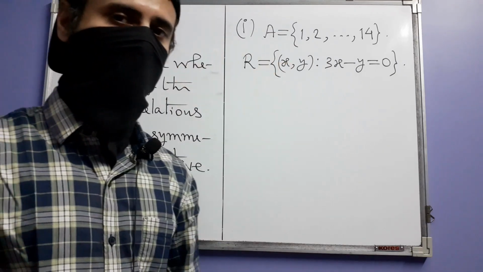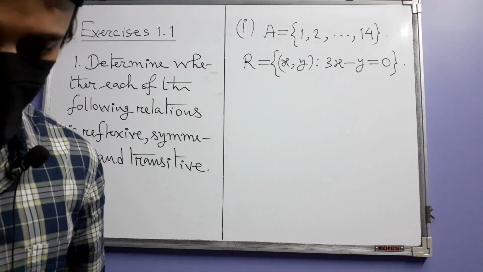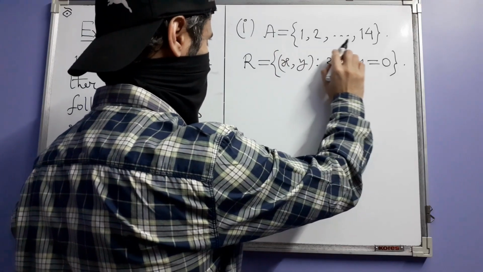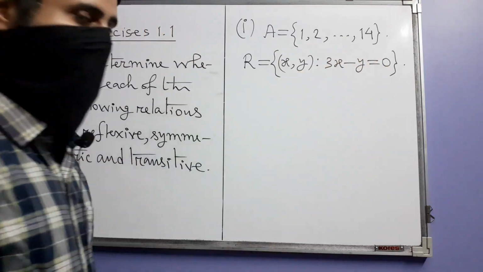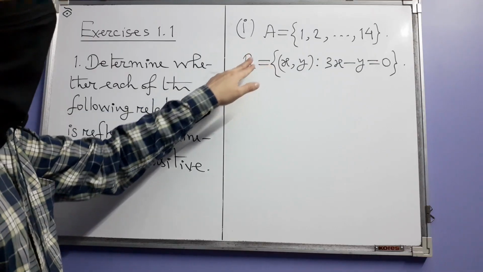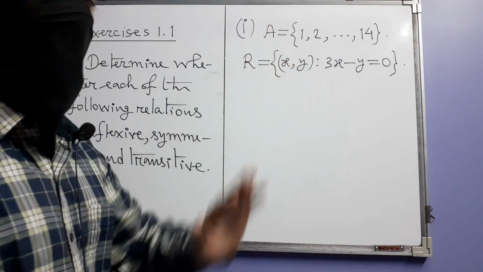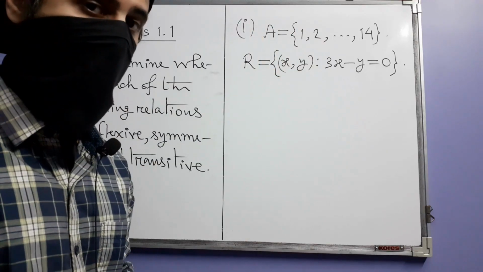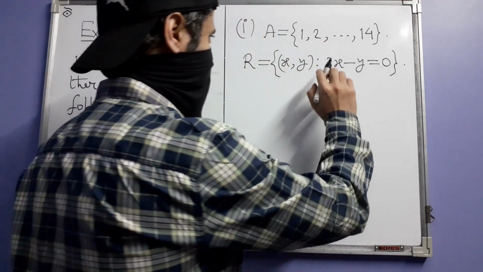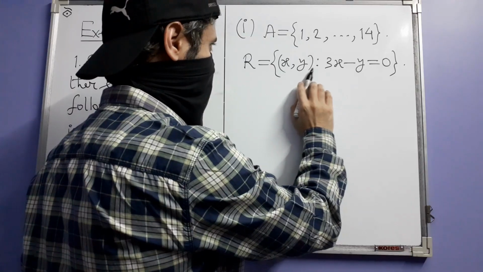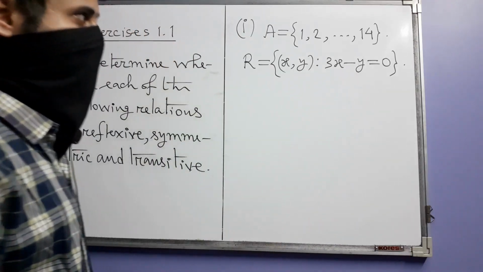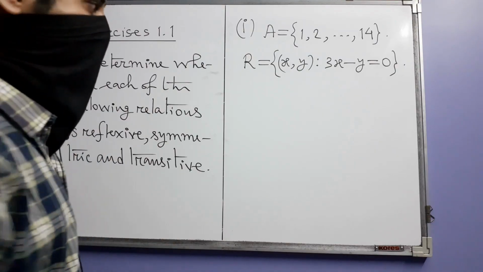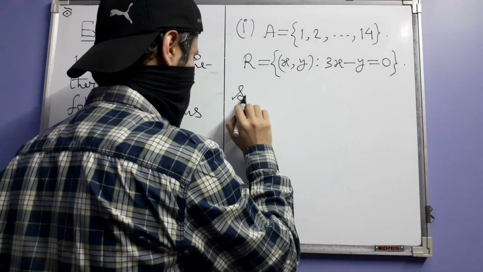And the first one is this. Here, the set is the set of all positive integers less than or equal to 14. That is the set A. And this R is a relation on A. This means that X and Y are elements of A. And X is related to Y if 3X minus Y is equal to 0. Is this relation reflexive? Let's see.